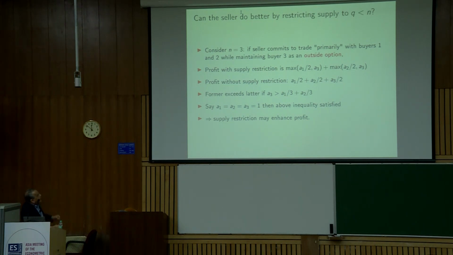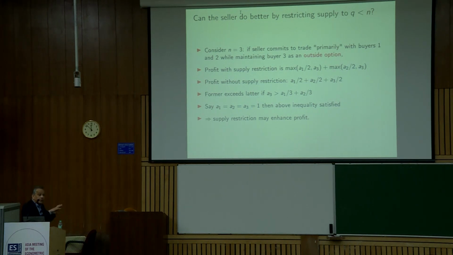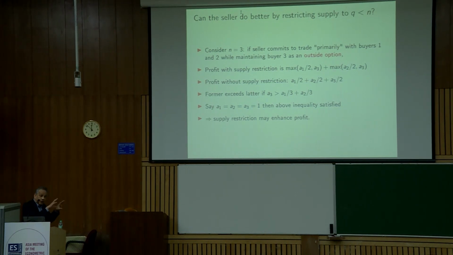So extending that idea to the case of 3 buyers with 2 units available, if you keep buyer 3 as an outside option, with that supply restriction, the profit is going to be the max of the equal split and the outside option for each of the first two buyers. So that's the first term. And of course, the profit without the supply restriction is an equal split with each of the buyers.